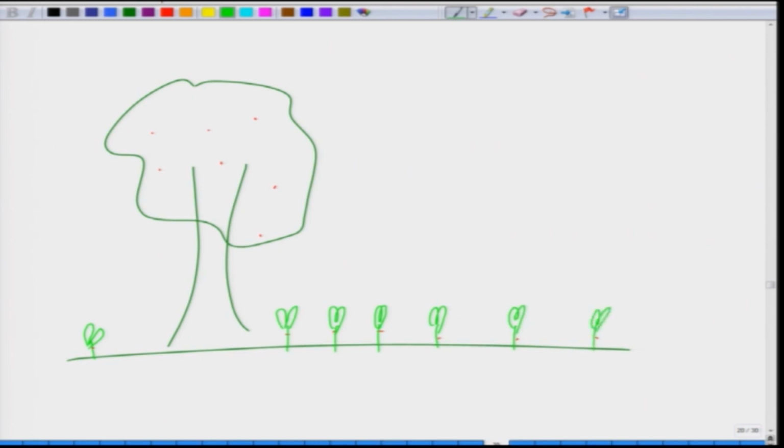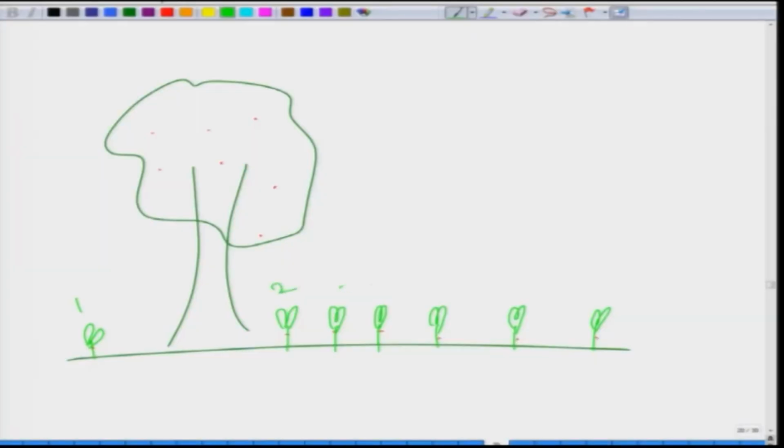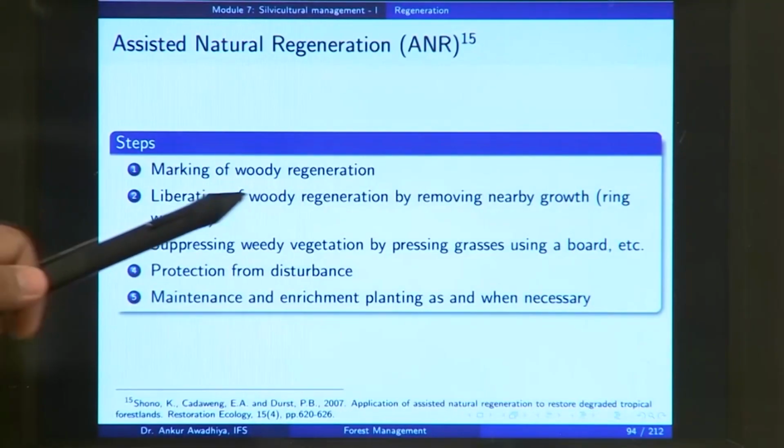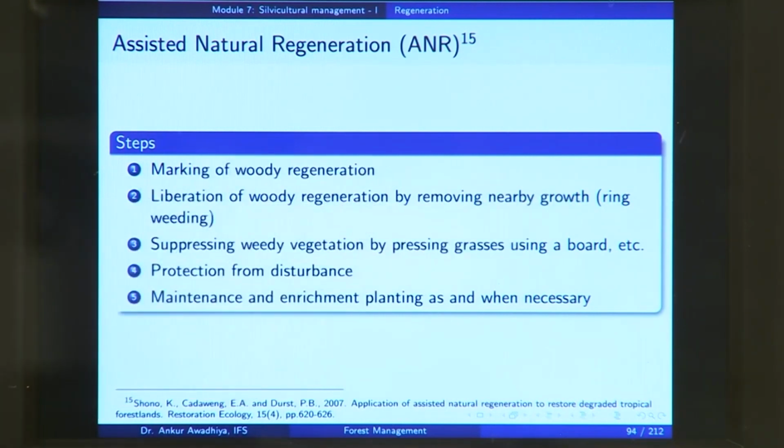So, what you do here is, the first step is that you mark this woody regeneration, which means that you note that you have these woody regeneration 1, 2, 3, 4, 5, 6, 7. So, you note that you have woody regeneration here. Next, you liberate this woody regeneration by removing the nearby growth in a ring weeding fashion.